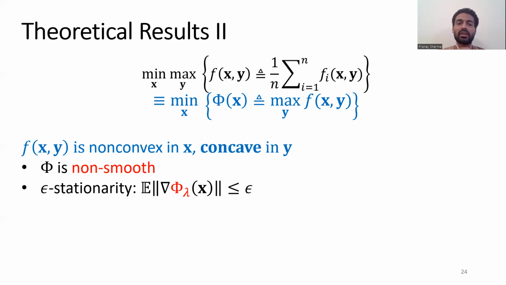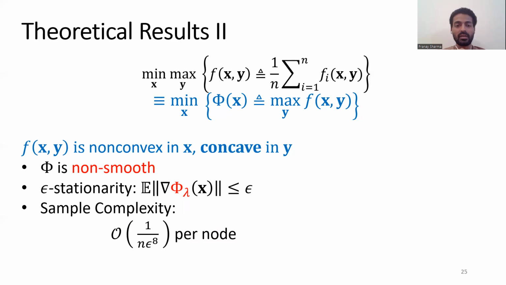Therefore, we define an alternate notion of stationarity. So now we define epsilon stationary point as a point where the expected value of the gradient is smaller than epsilon, but we are considering the gradient of a different function. Instead of phi, we are considering phi of lambda. This phi of lambda is a smooth approximation of phi, right? So it's a smooth function which approximates phi in some sense. And with this approximation, we can show that the sample complexity required to achieve an epsilon stationary point is order 1 over n times epsilon to the 8 per client.